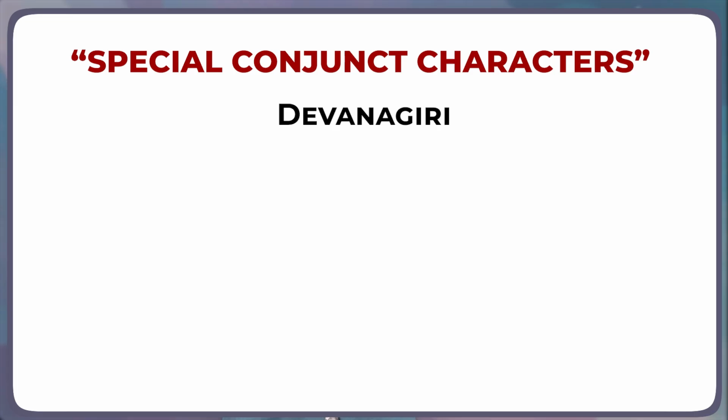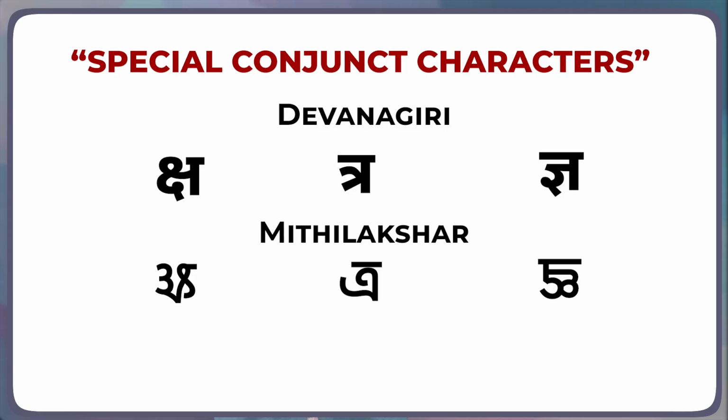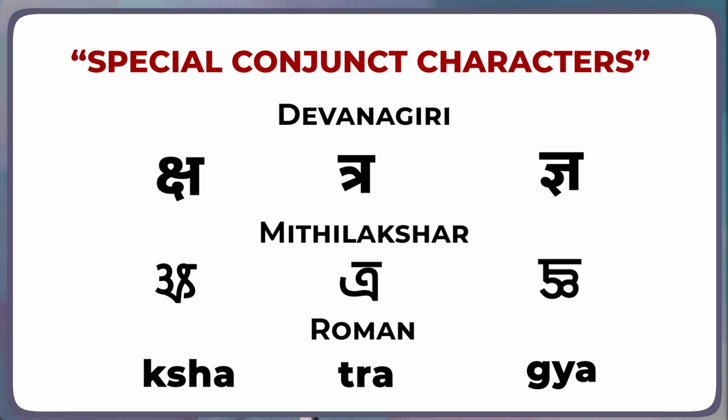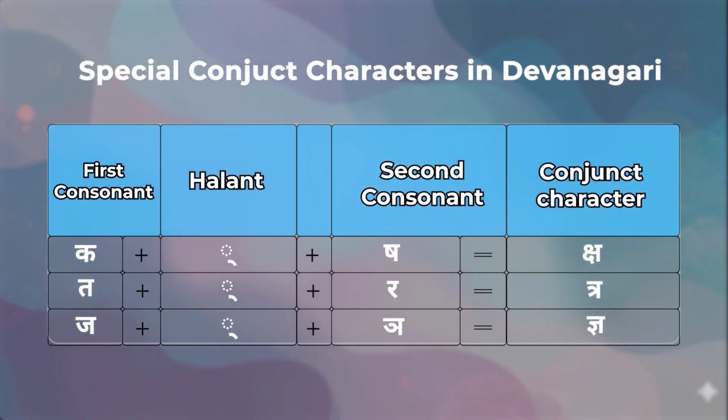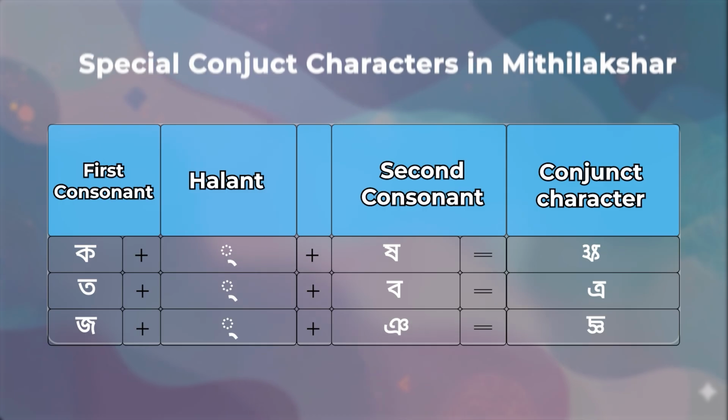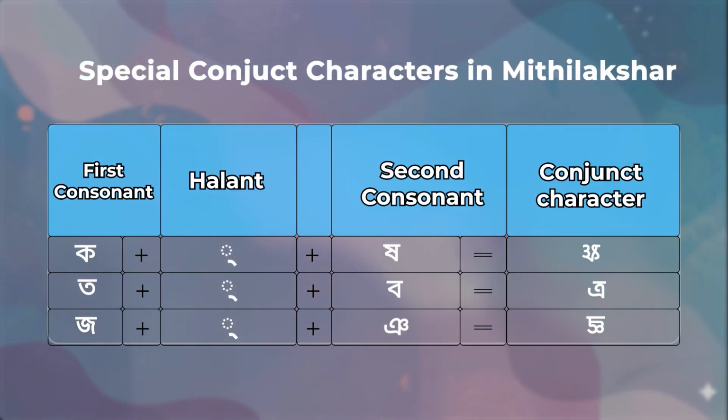Apart from the letters you have seen above, there are also 3 special conjunct characters that are taught in schools, often as part of the last set of consonants in the Varnamala. These 3 characters are Ksha, Tra and Gya. In Mithilaksha, they are Ksha, Tra and Gya respectively. If written in Roman, they would look like this. You would need to practice how to speak them as you learn. These 3 conjunct characters are formed as follows. These special conjunct characters in Mithilaksha are as follows.